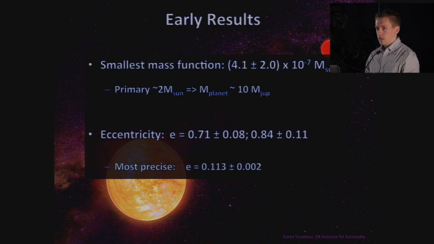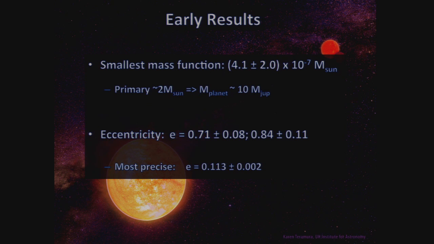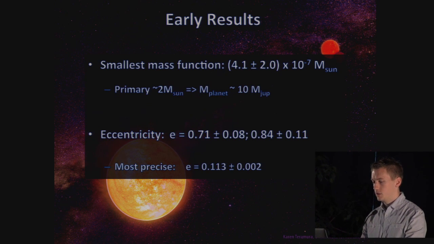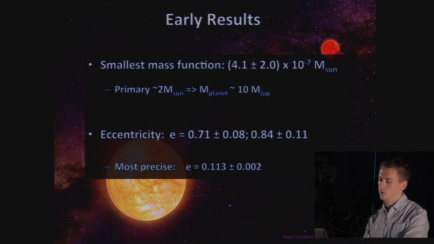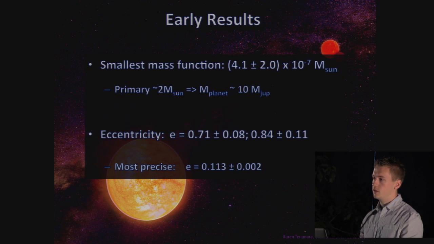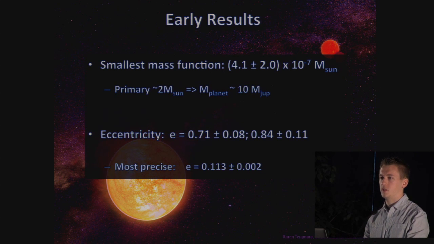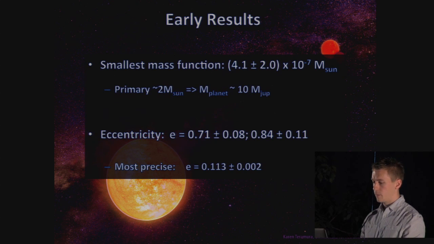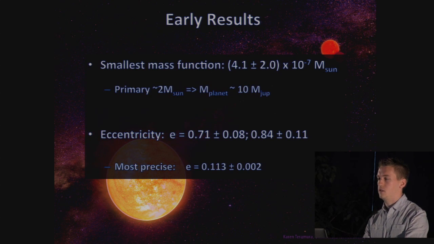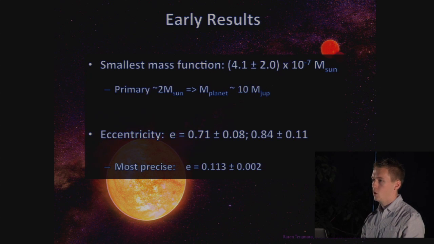So, allow me please to present a few of the early results that we have from our investigations. The smallest mass function that we have found is 4.1 times 10 to the minus 7 solar masses. So if we assume that the primary star is about 2 solar masses and the inclination angle is favorable and close to 90 degrees, then we determine that the secondary body in the system has a mass of about 10 Jupiter masses. So that's in the planetary mass regime. So we can detect planets with this method.